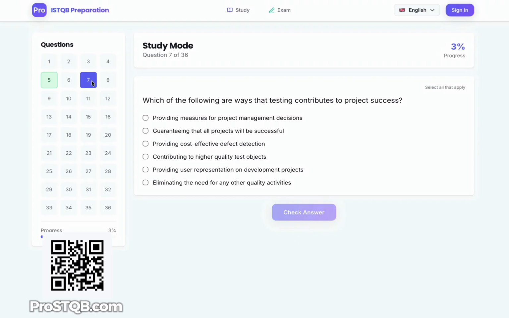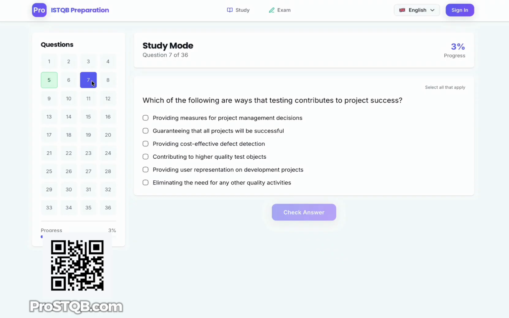Option C. Providing cost-effective defect detection. Absolutely. Finding a defect in requirements is much cheaper than finding it after release. Early detection saves money. Correct. Option D. Contributing to higher quality test objects. Also correct. Notice the wording. Testing itself doesn't improve software directly. Testing finds defects. Developers remove them through debugging. That's how testing indirectly improves quality.